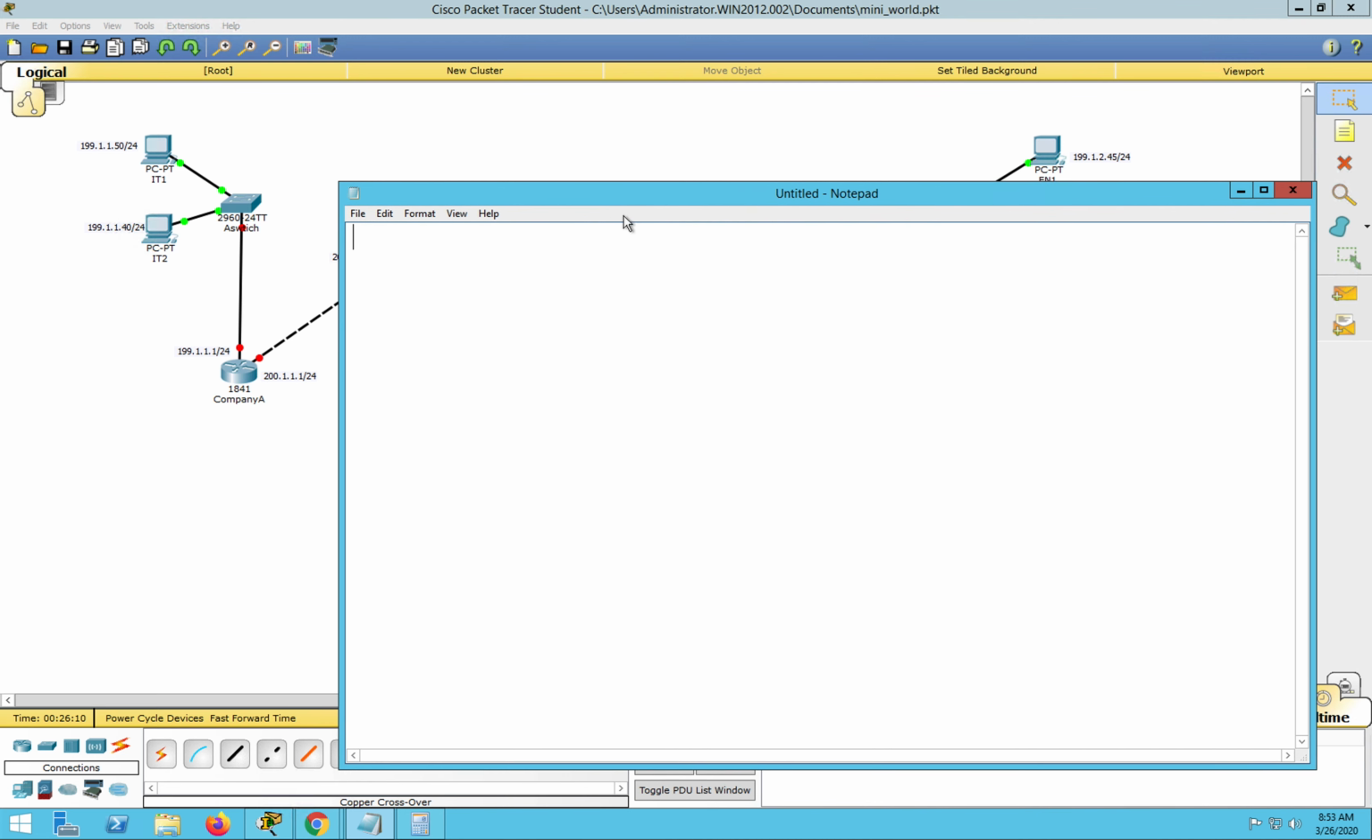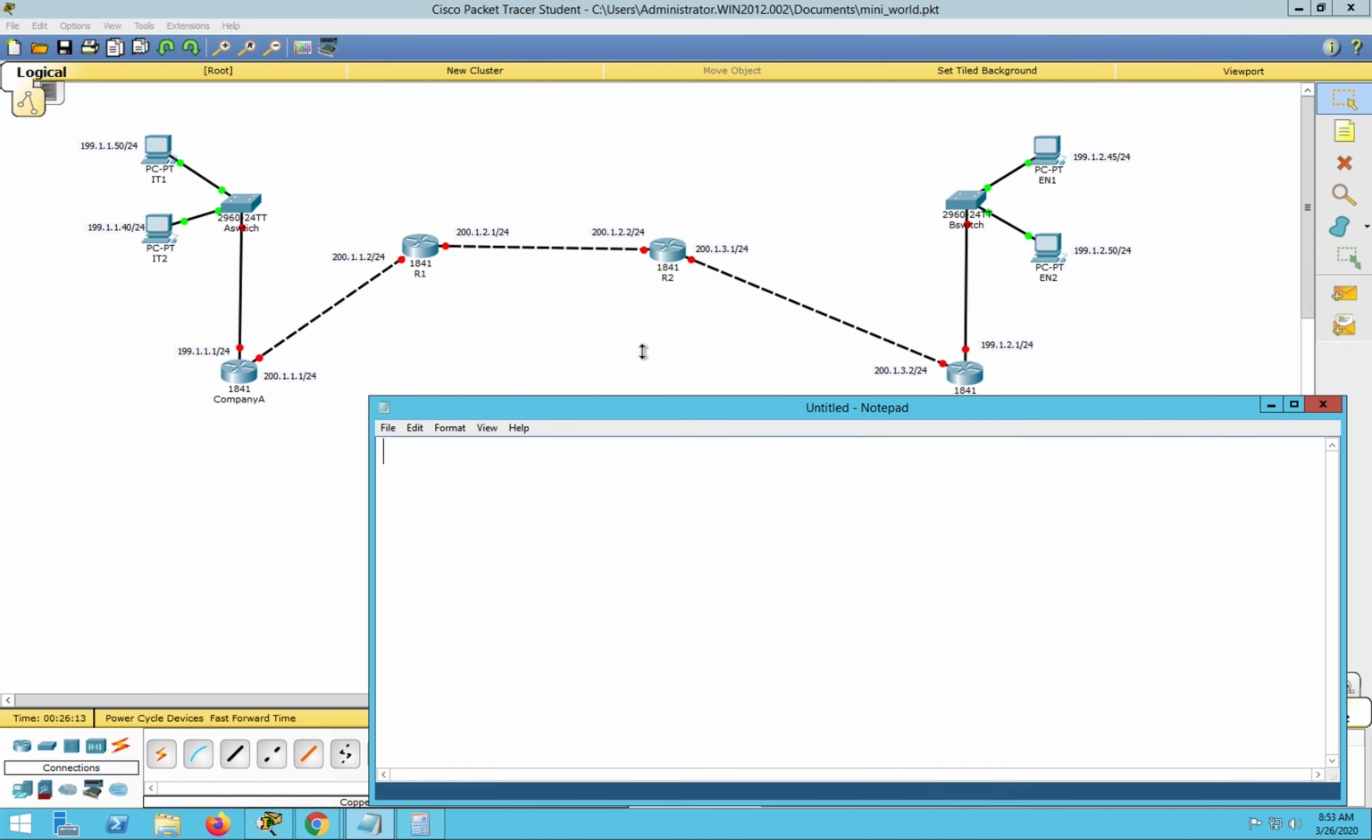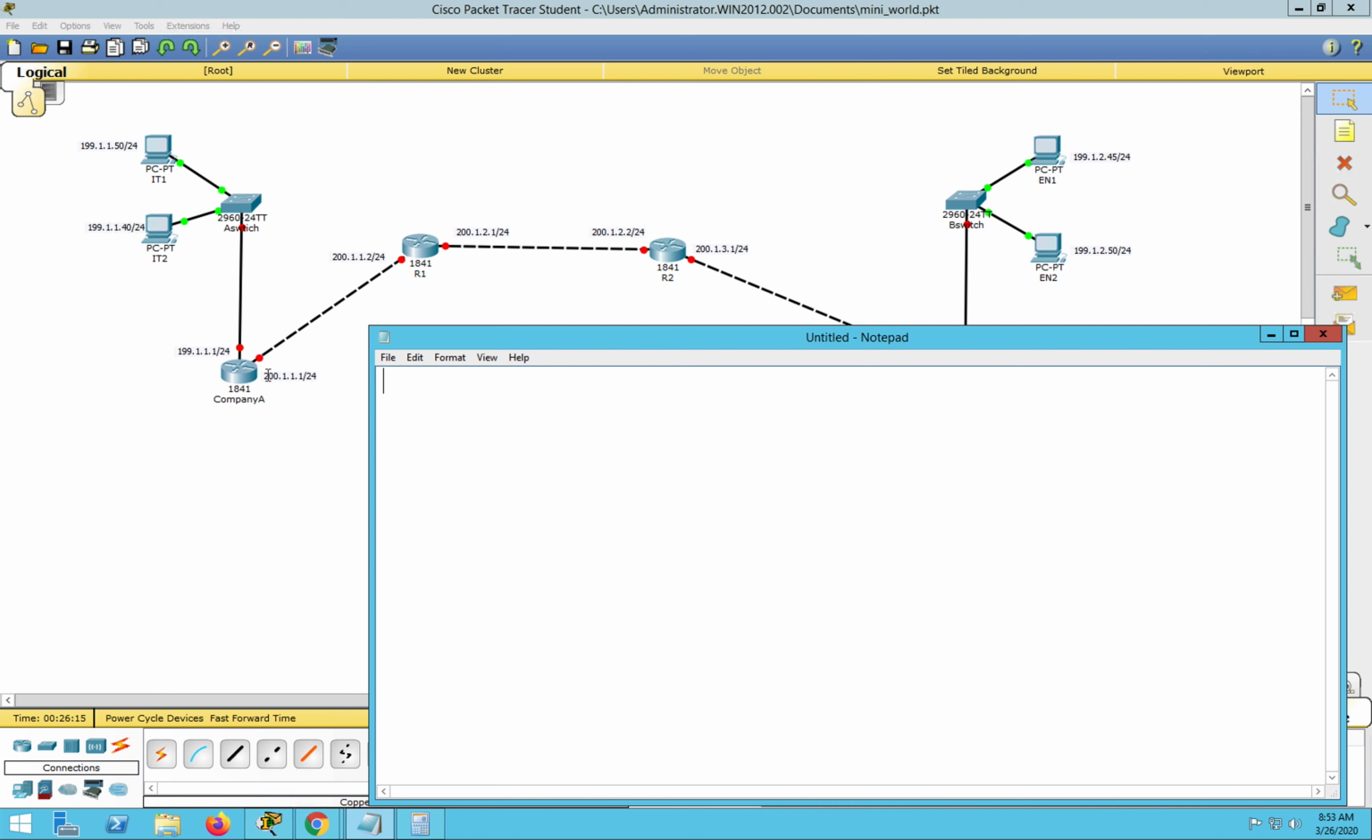I know that we can make this work because we've gone through and made it work. But what I want to do is pick these two values right here, 200.1.1.1 slash 24 and 200.1.1.2 slash 24. And of course, we know from our previous lessons that this happens to be a Class C network with a subnet mask of 255.255.255.0.